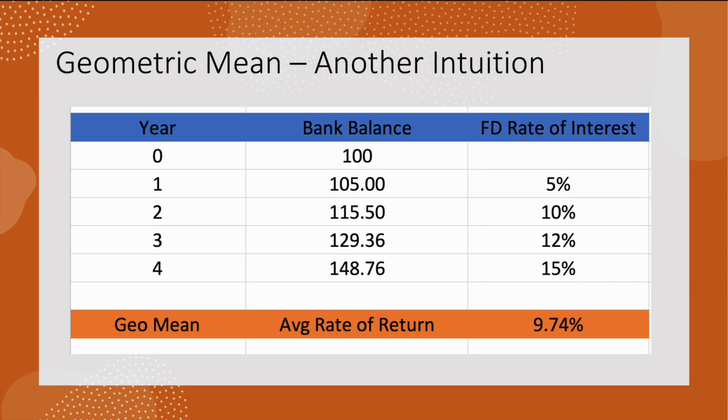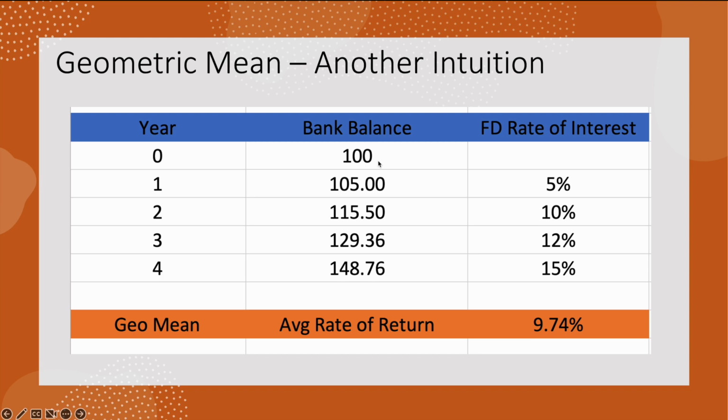Let's take another intuition which is more relevant to us for the real world. Let's say you have 100 rupees and you want to put that in a fixed deposit in some bank. Now the bank is saying that the first year I'm going to give you 5% interest. On the second year, I will give you 10% interest, third year 12% interest, and the fourth year it will become 15% interest, right? This is what the bank is giving you on the fixed deposit.